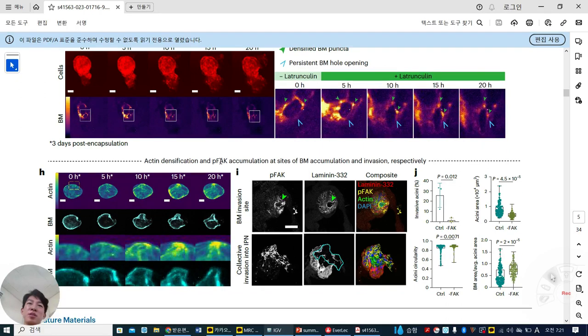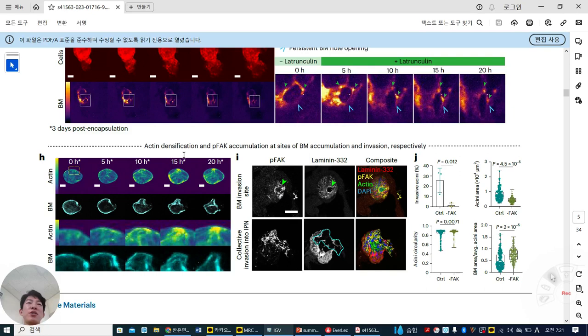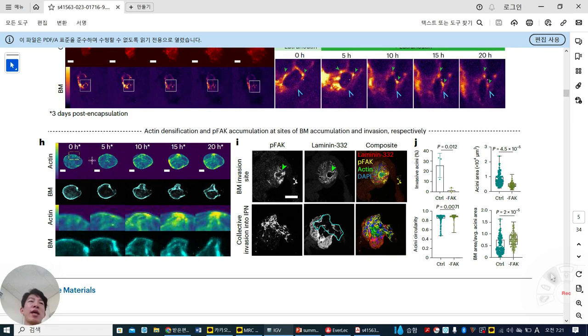And then this FAK and actin densification. As you can imagine, how can this basal membrane be deformed? Definitely from the cell. So what is the major component? Actin. This actin density is quite highly accumulated in certain parts. While they are accumulated, this basal membrane is also ruptured, and then their circularity is loosening.